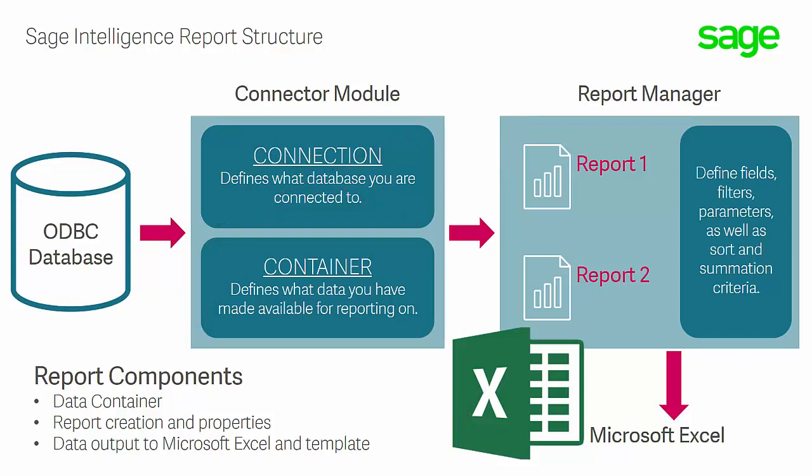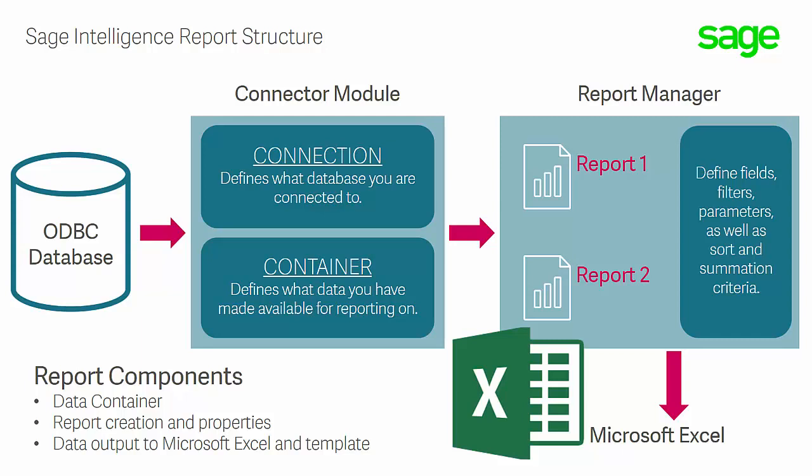The rule of thumb when it comes to exporting a report: whatever is necessary to make a report work goes with the export. That's the process. The container is required, the report itself is required, and the Excel file is required. That's the Sage Intelligence report writing structure.